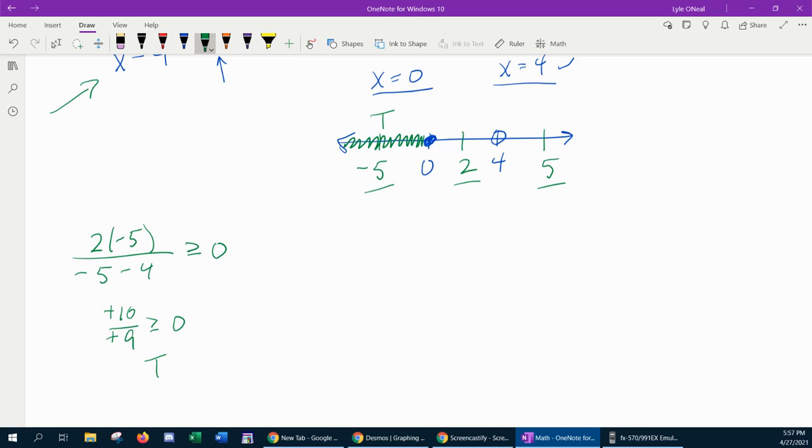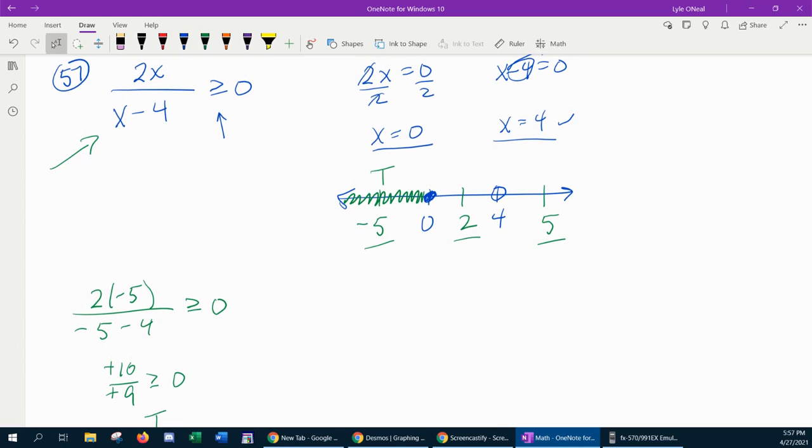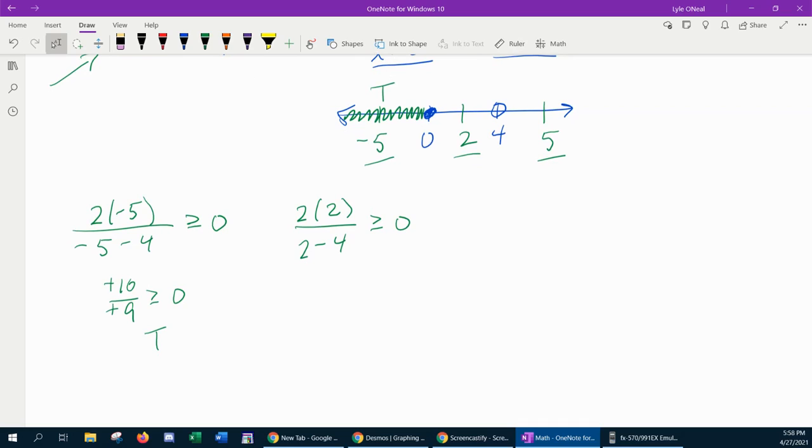Next, we need to test our 2. Our next test point is 2. So plugging that into the expression, 2 minus 4 greater than or equal to 0, we want to know if this is true or false.